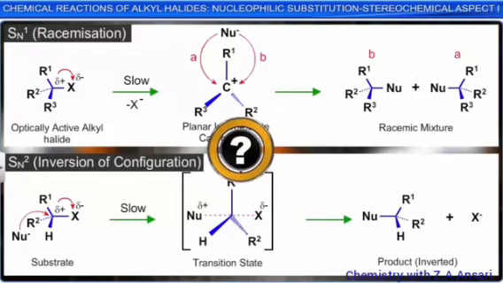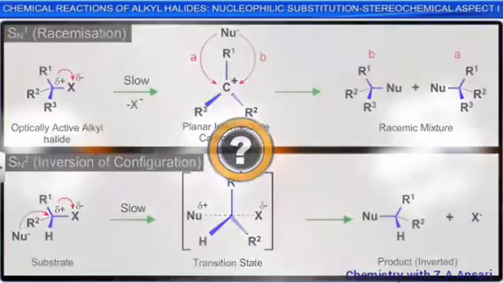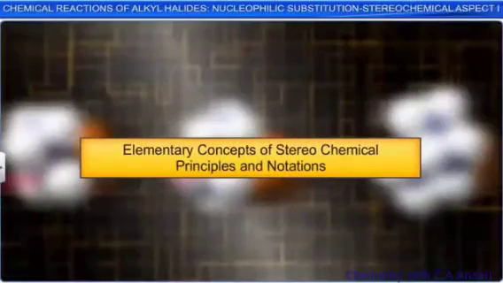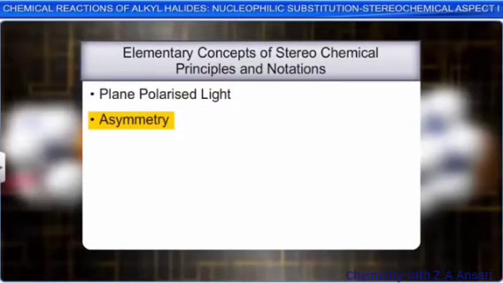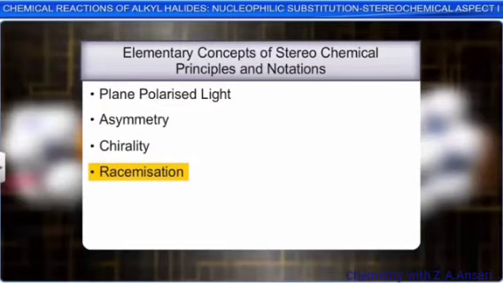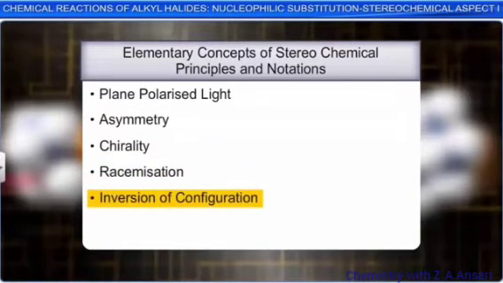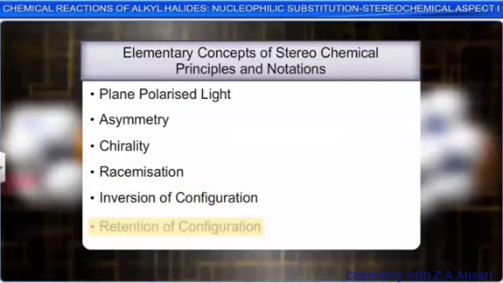Why? In order to understand these concepts, we need to learn some elementary concepts of stereochemical principles and notations, such as plane polarized light, asymmetry, chirality, racemization, inversion of configuration, and retention of configuration.